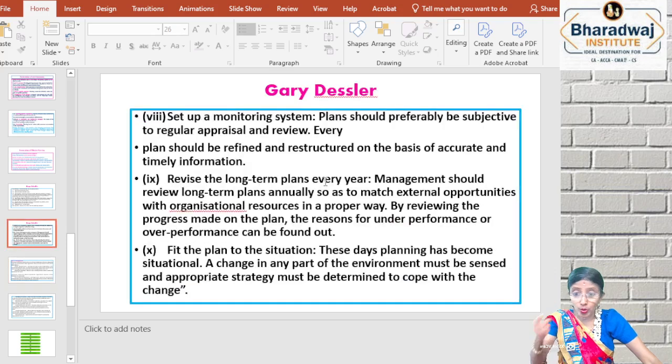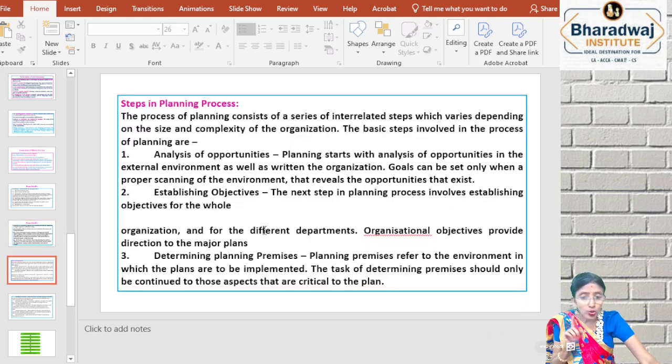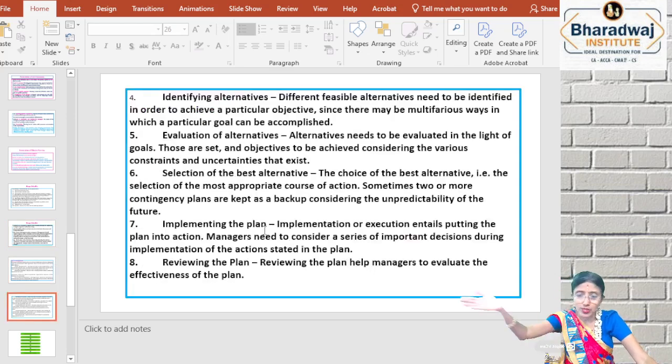There is more actually. Eight, nine and ten: set up a monitoring system. Revise the long-term plans every year. Fit the plan to the situation. Practical. A plan is not a theoretical construct. Practical one. Okay. So you are going to prepare the planning process from our PPT slide. Of course, this is a process given.